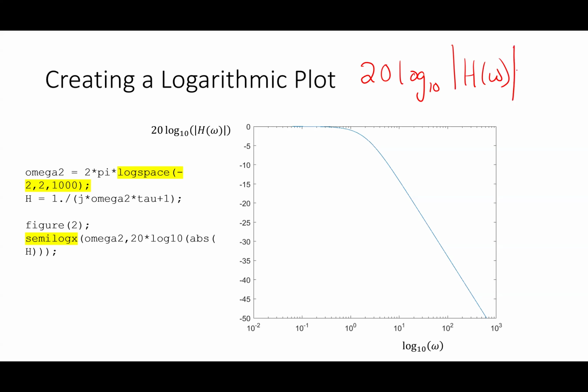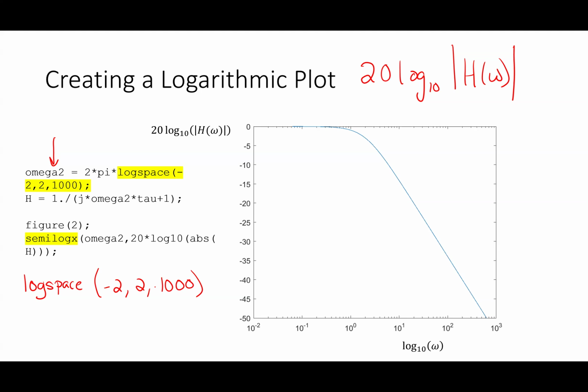All right, so what I did here was I created essentially an omega vector. I called it omega 2 because in my code I had two different values for omega. But if you look, I used this function called logspace here to create essentially a logarithmic set of frequencies. So if I look at this for a second, the logspace command, from -2 to 2, with 1,000 points.